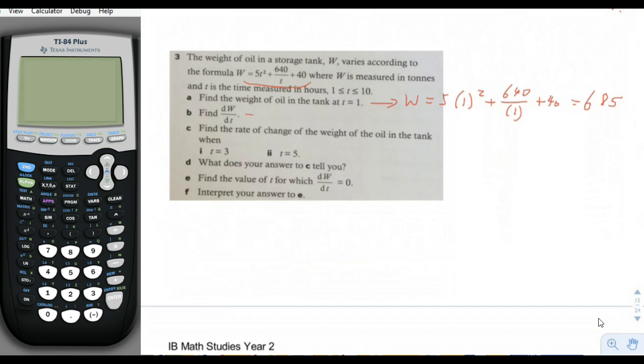Find dW/dt. So then we just find the derivative of this. The derivative of 5t squared is 10t. The derivative of 640 over t is 640 times negative 1 t to the negative 2. And the derivative of 40 is 0. So I get 10t minus 640 t to the negative 2.